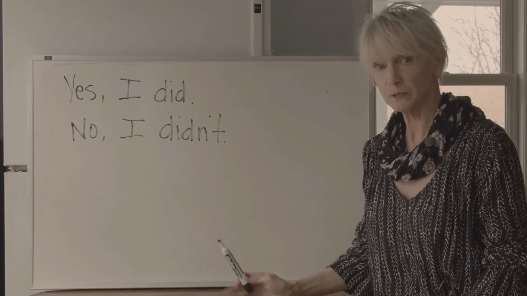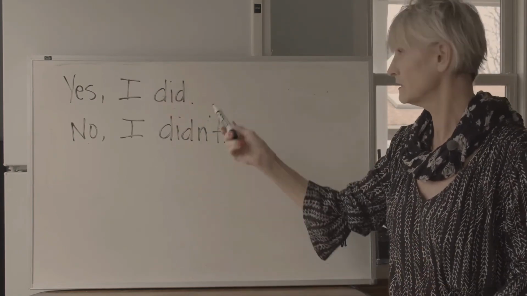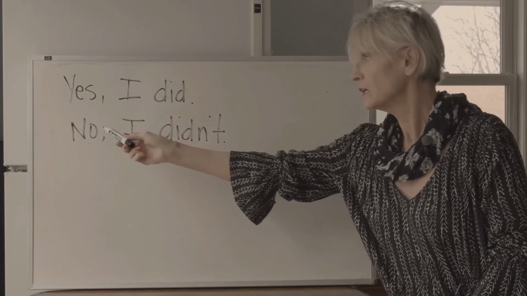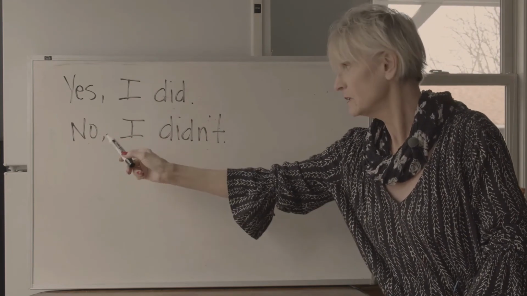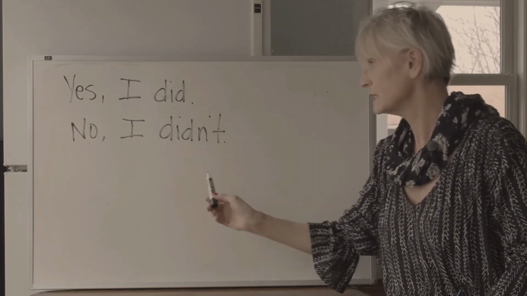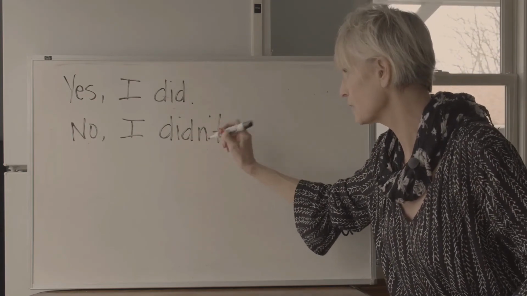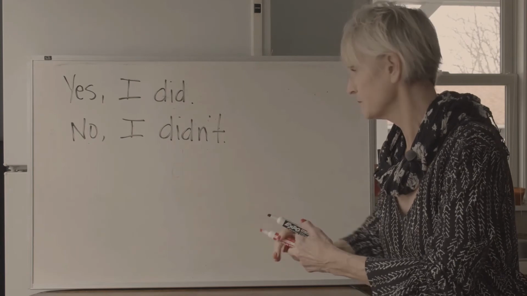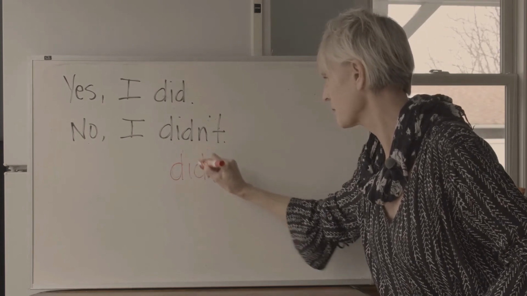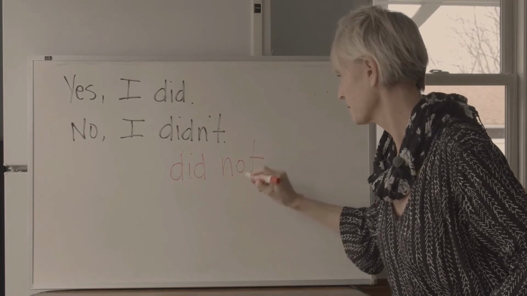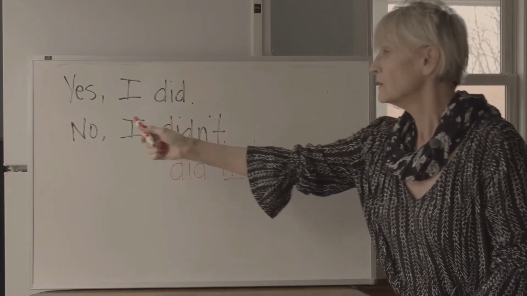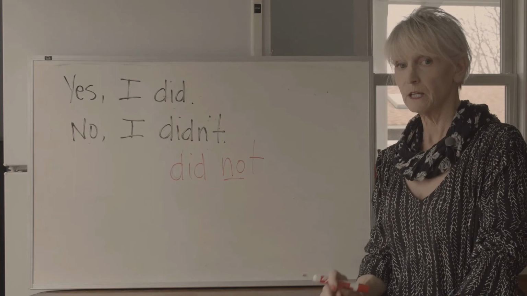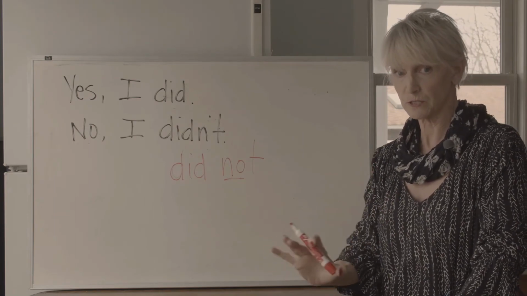If it's a simple answer, yes, I did, perfect. Make sure you put your period. Or no, I didn't. There's your negative. You can have a no here with a comma. You have to separate it with a comma though. This is your did not. Of course, as you know, a contraction, this stands for did not. That is your negative. You can have this only when you separate it with a comma. There's only one negative in a sentence in English. We don't do double negatives.